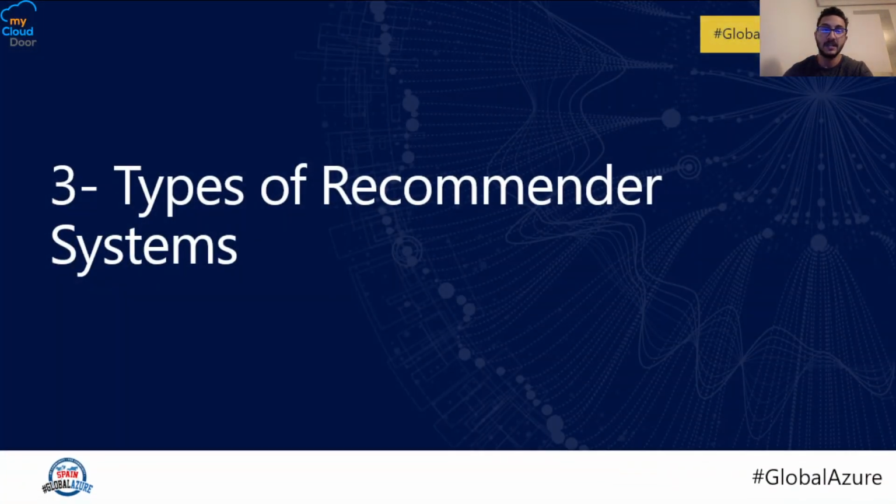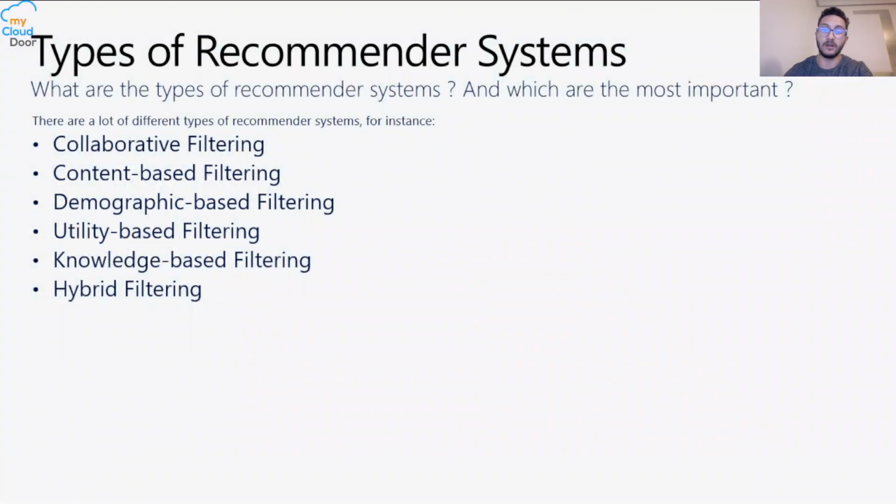So we will see the different types of recommender systems. There are many. So what are the types of recommender system and which are the most important? Let's focus on the most important ones. So there are a lot of different types, like for example the collaborative filtering and the content-based filtering that we will be touching with more details later. The demographic based filtering, which is really simpler.